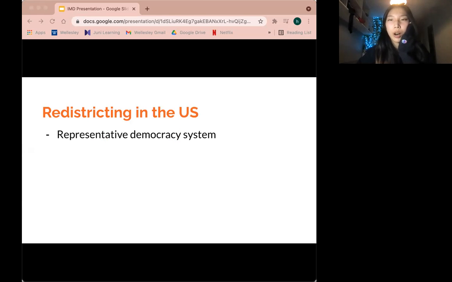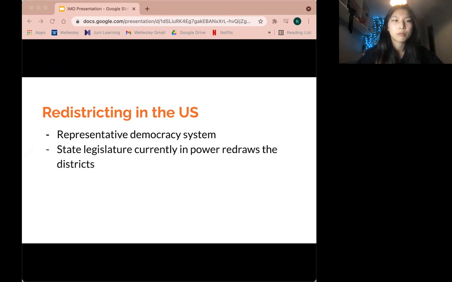Just as an overview of redistricting in the US, we have a representative democracy, just meaning that we elect local leaders to represent our interests on a national level. And this is done by dividing up states into congressional districts based on population. So every time the census comes out, every 10 years, they need to redraw the districts to accommodate for that population change.